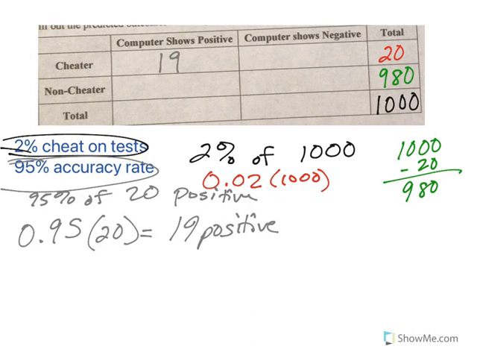Same concept as before. If I had 20 cheaters and 19 tested positive, one of them will test negative, right? That's the student that falls through the cracks, the cheater that doesn't get caught.